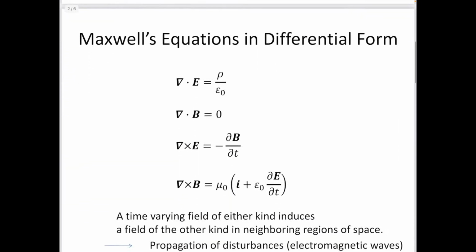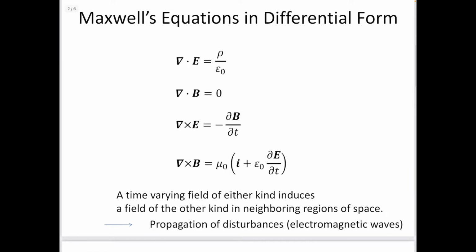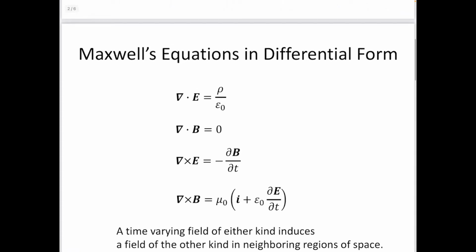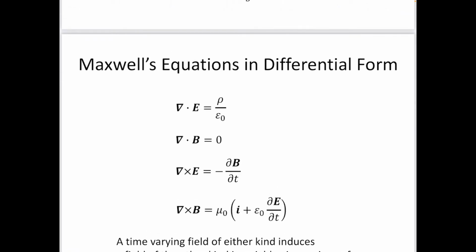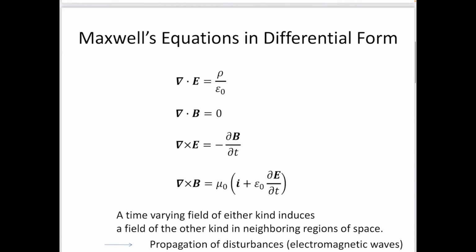I'd also like to show you the expression in differential form. The first expression is Gauss's law: del dot E, the scalar product of del and the electric field, is equal to the charge density rho over epsilon sub 0. And del dot B becomes equal to 0. This is Gauss's law for the magnetic field.